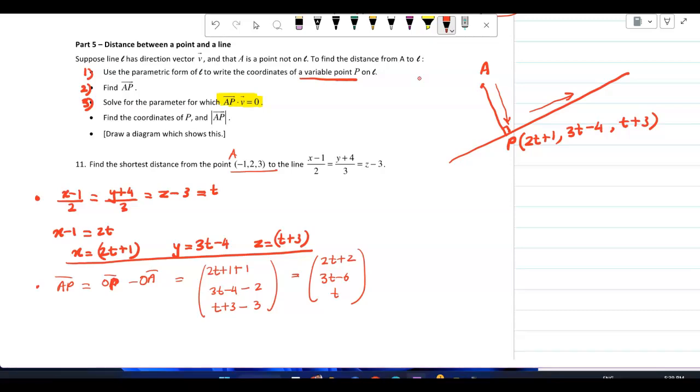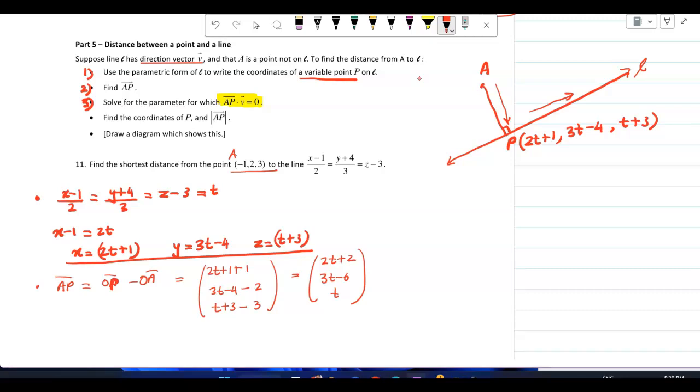AP dot vector V is equal to 0, where V is your direction vector. Here, V is the direction vector of the line. Of which line? The whole long line. There's only one line. This equation is given. This is a segment. So this is your line L. So what is the direction vector of that?